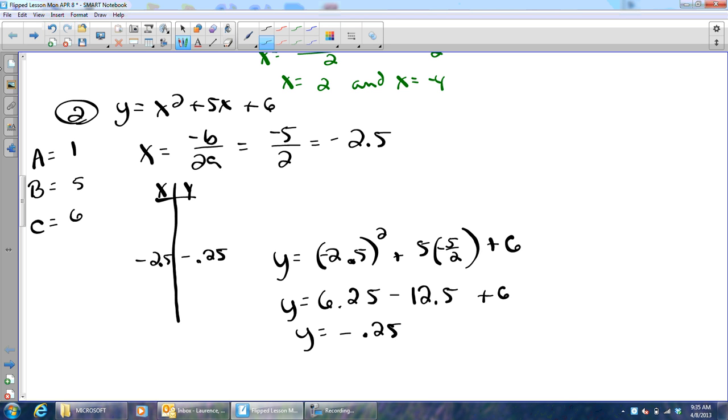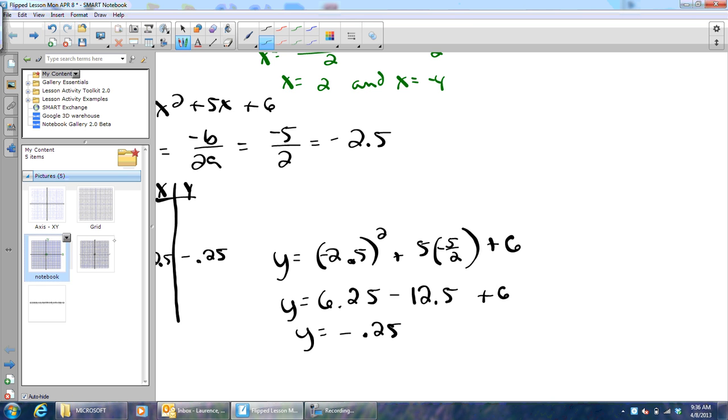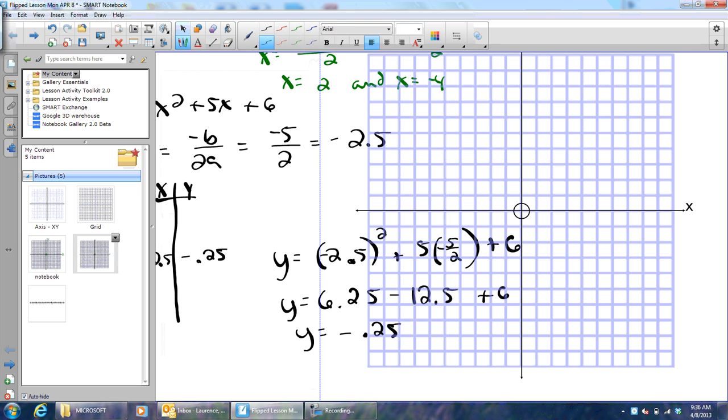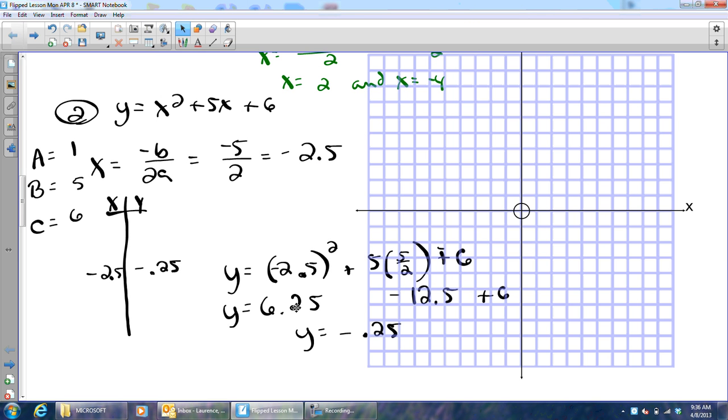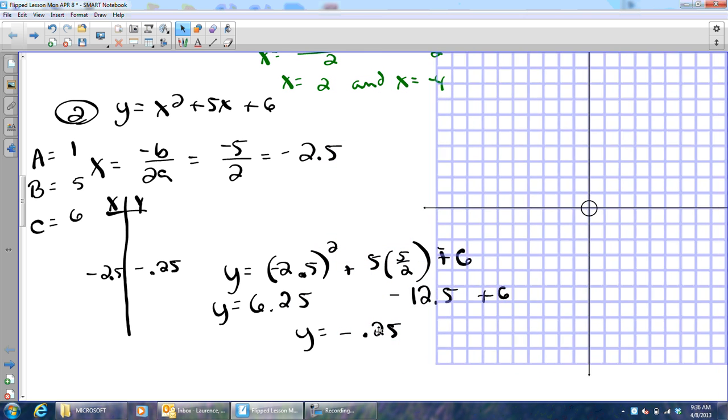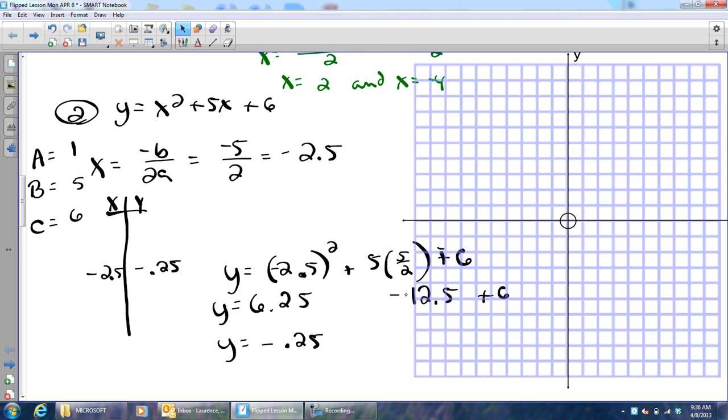Okay, so if I went to graph it, my vertex, see if I can move some of my work over here, just to get out of the way of the graph. Oh, I lost my minus. Okay. So my vertex is going to be at negative 2.5, and then negative 1/4, so right about there. So negative 2.5, negative 0.25.